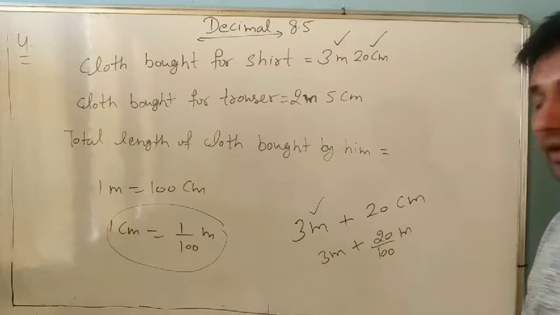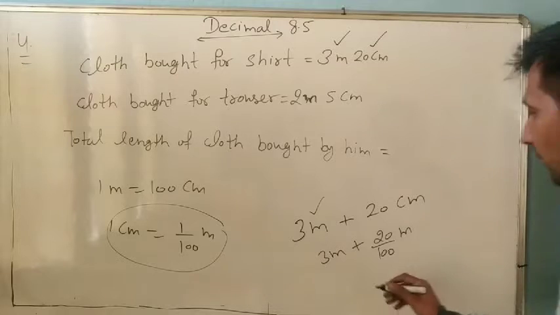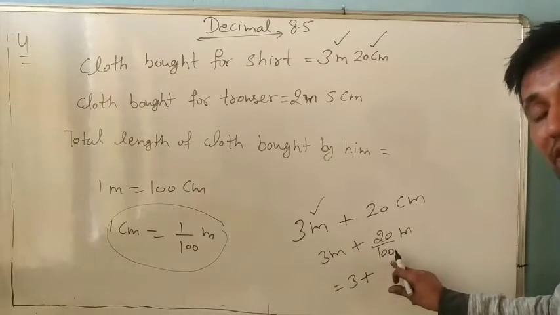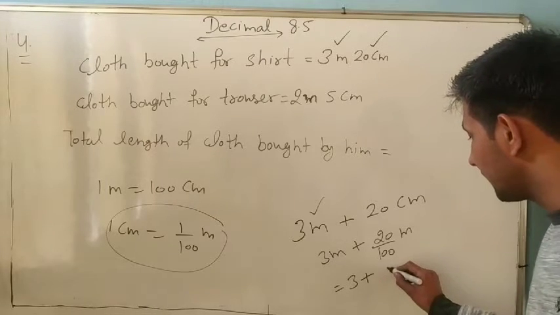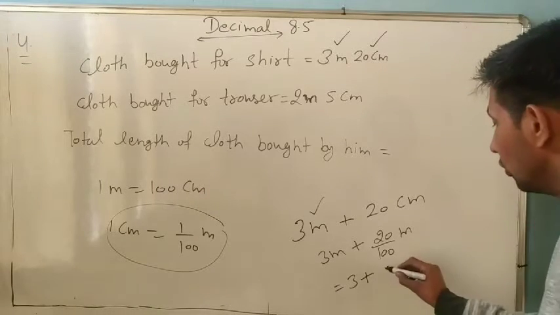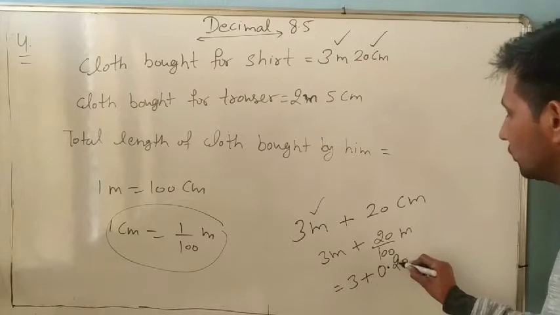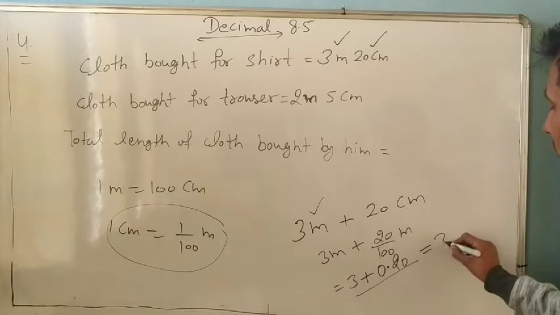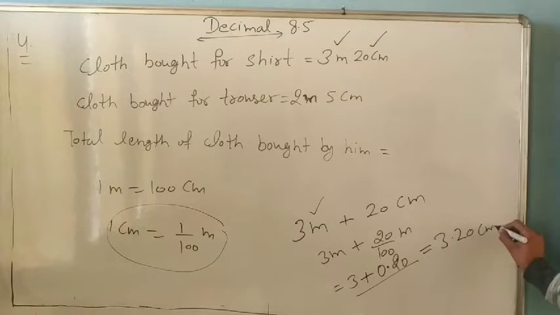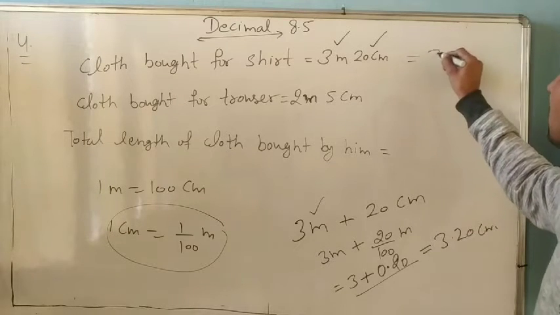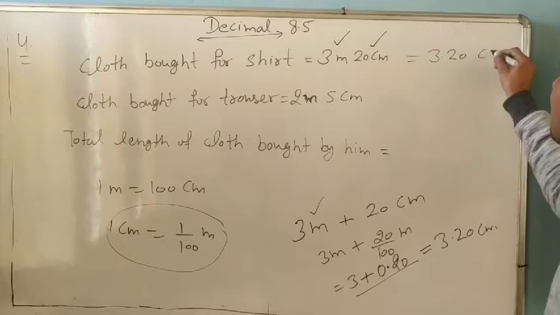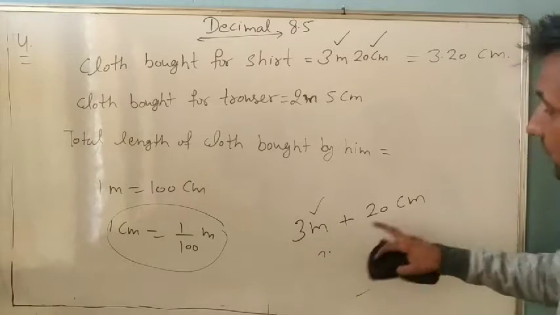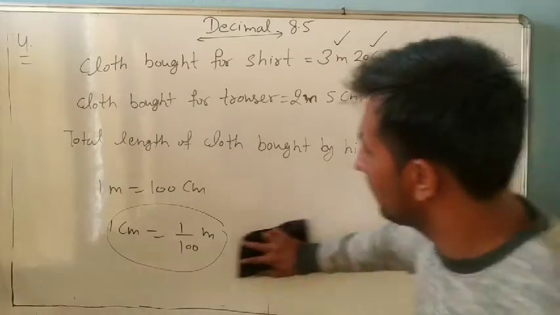In the last class we already did this. So what can we write? 3 plus, how many zeros in the denominator? 2. So it means after the decimal, how many digits? 2. So 0.20. So what is 3 plus 0.20? 3.20 meter. Understand it? Like this, whenever we change to meter or centimeter, we will write it.